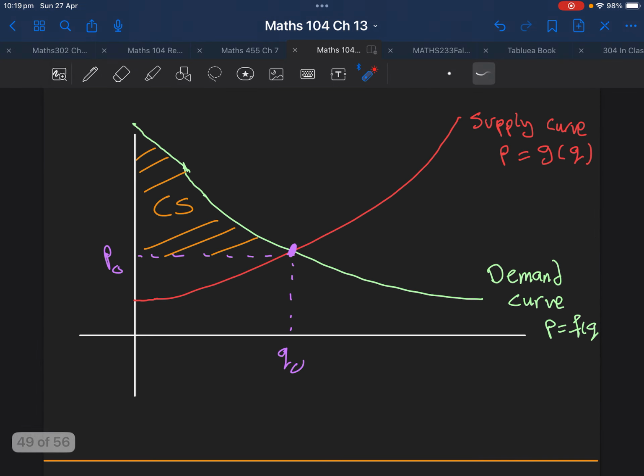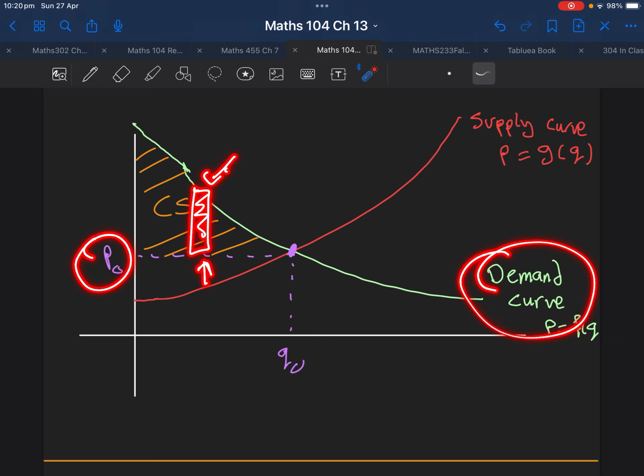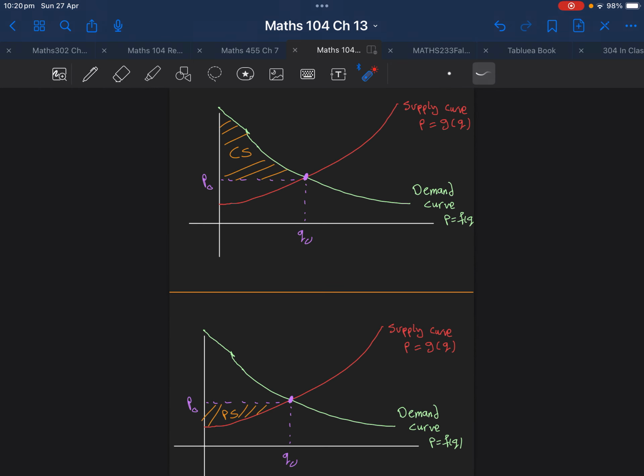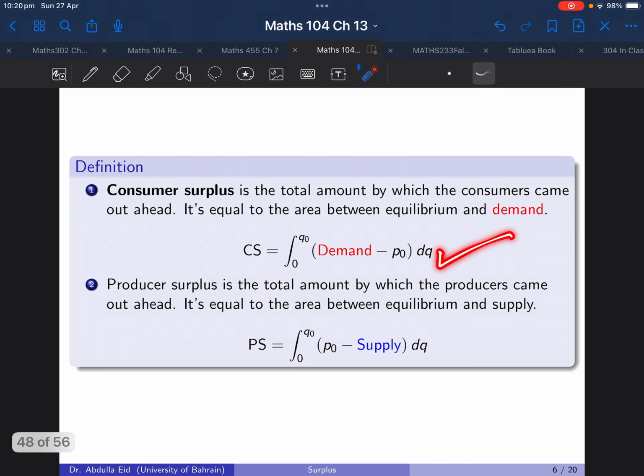Remember, if we are talking about the consumer, you are asking yourself how much is the area here. And in order to find the area, we do top minus bottom. What is the bottom? P0. What is the top? It is the demand. Similarly, for the producer surplus, you do top minus bottom. The top one is P0. The bottom one is the supply. And that's what we will do next. We will apply this formula to find the consumer surplus and this formula to find the producer surplus.